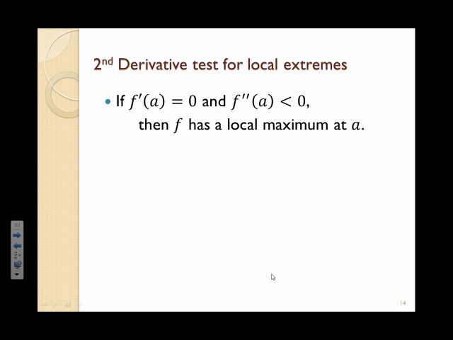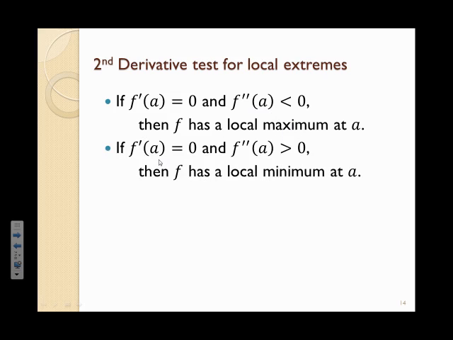Now, in using this, the second derivative test is defined as follows. If the first derivative at a particular point, call it A, is equal to 0, and then you do an f double prime at that same point A, if it's negative, then you're going to have a local maximum. That means it's concave down. A is going to be the highest point, the maximum.